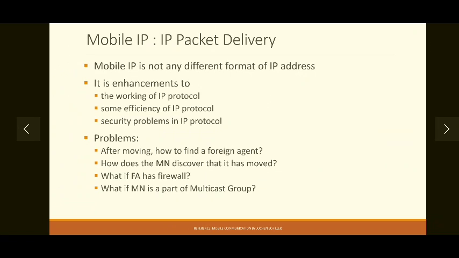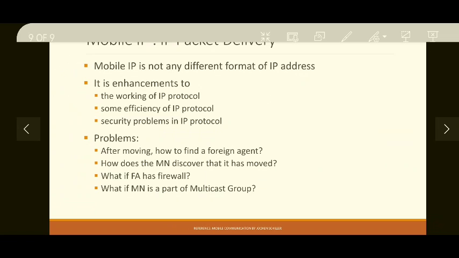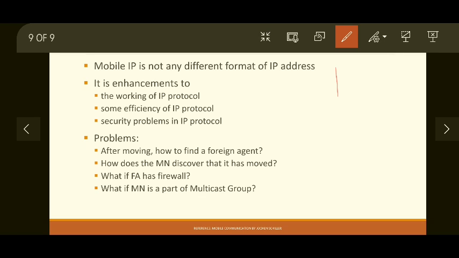Mobile IP is not any different format of IP address. The IP address that is used for communication is still a 32-bit IP version 4 address if we are using IP version 4. So the same 32-bit addresses are used. So what is exactly mobile IP? Mobile IP is nothing but an enhancement to at least three parameters.